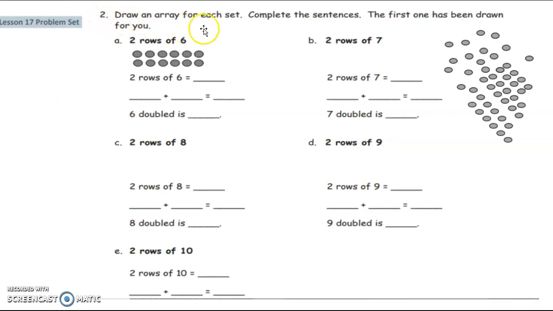Number 2 says to draw an array for each set. Complete the sentence. The first one has been drawn for you. So here is 2 rows of 6. So 2 rows of 6 equals what? You guessed it, 12. And here you would write your equation, which we already know is 6 plus 6 equals 12. Go ahead and pause this video and do the rest of these problems on your own.